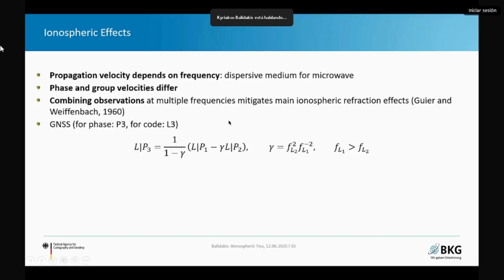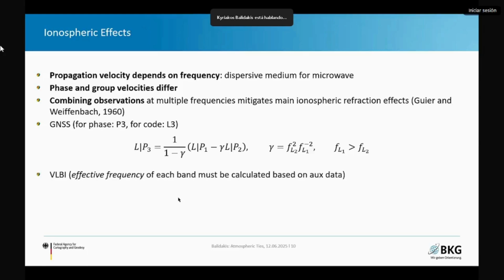There are many ways to do it. One of the ways is to apply something like that. And if you do the error propagation in this equation, you will see that you sacrifice reducing or almost eliminating a systematic effect for noise. So these P3 and L3 observations will have a higher uncertainty compared to the single frequency observations.